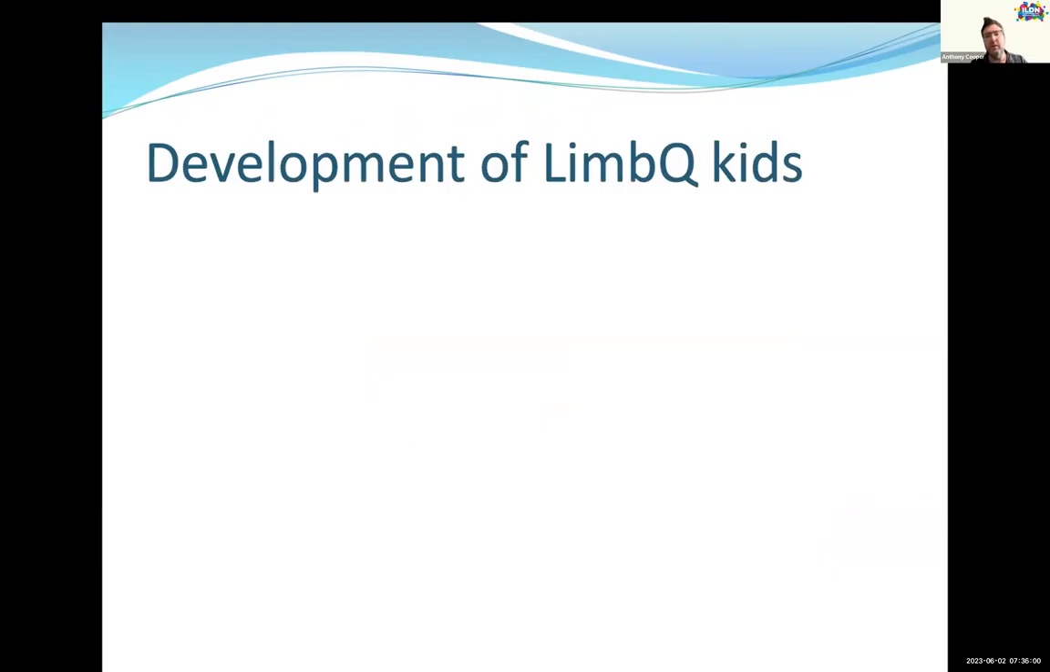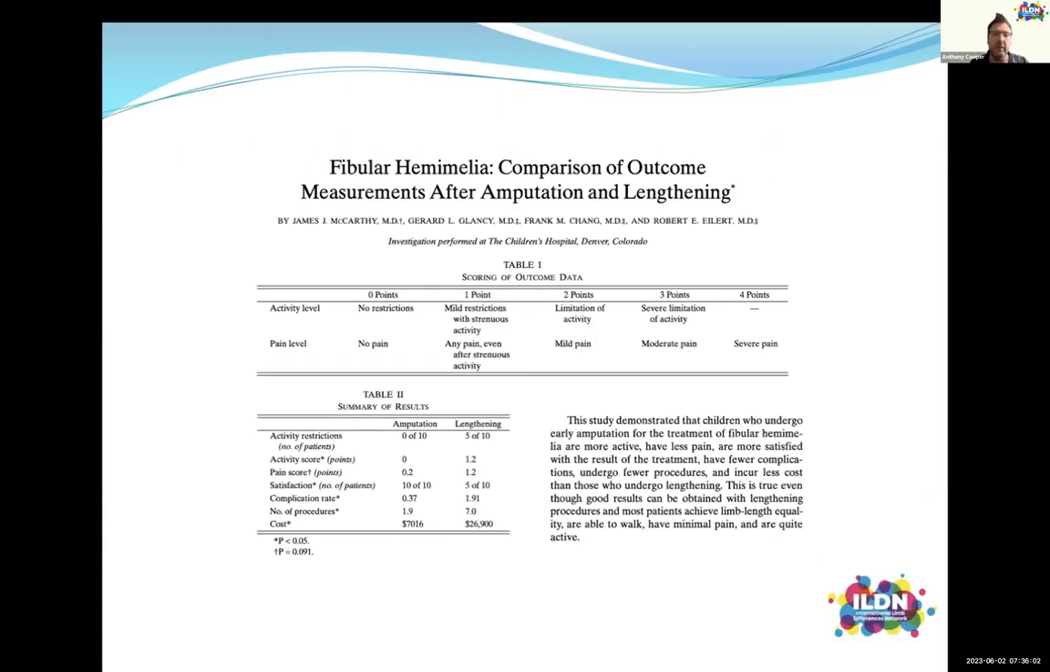In terms of development of the LIMQ kids, a little bit of background is that I think we're all familiar with this study from Dr. McCarthy, whose main outcome was that children who have early amputation for the treatment of fibular hemimelia are more active, have less pain, and are more satisfied with the results of the treatment than those patients who have limb lengthening, even if they've achieved equal leg length. And so that did not really sit with me, and it brought up a few questions.